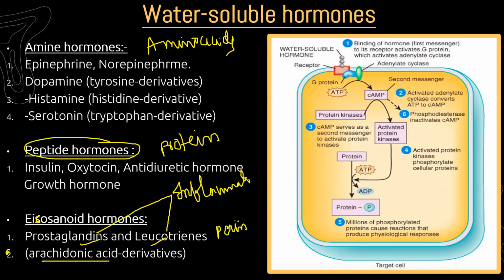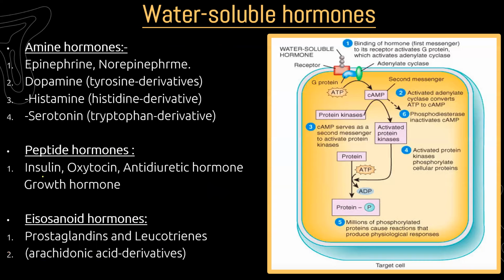Suppose we get a small cut on our skin, what happens at that time? Bleeding occurs and inflammation is caused. The inflammation is mediated by the prostaglandin. You know, right? Wherever the area is swollen or inflamed, it gives a lot of pain. How does the pain occur? Of course, with the help of leukotrienes. What kind of hormones are they? Eicosanoid hormones. And the peptide hormones, which are purely proteinaceous in nature.